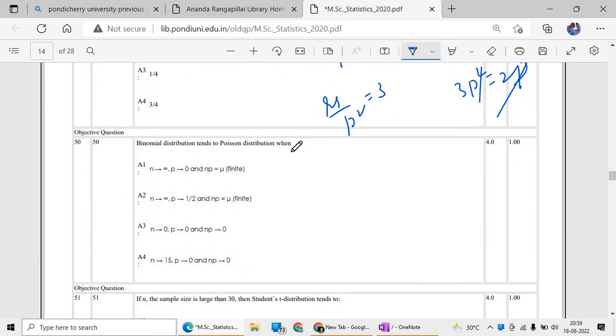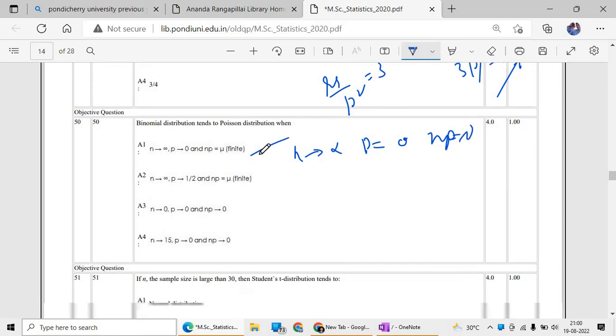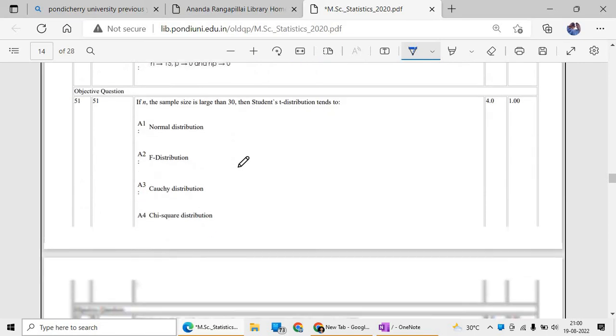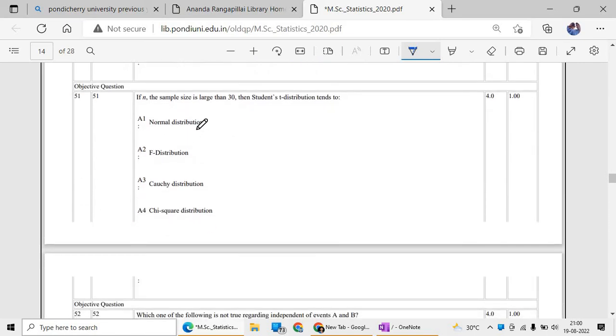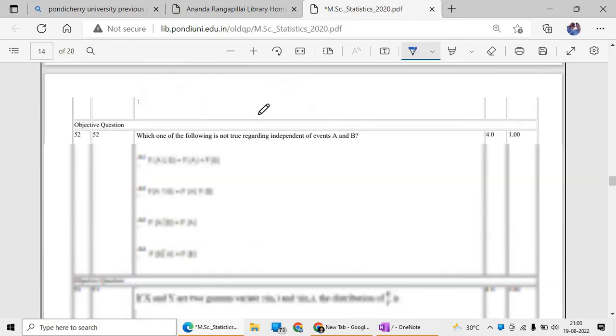Binomial distribution tends to Poisson when n tends to infinity and p should be small. Okay, then np equal to mu. If n is a small sample size, less than 30, then the Student t distribution; if n increases beyond 30, then sampling distributions all converge to the normal distribution.